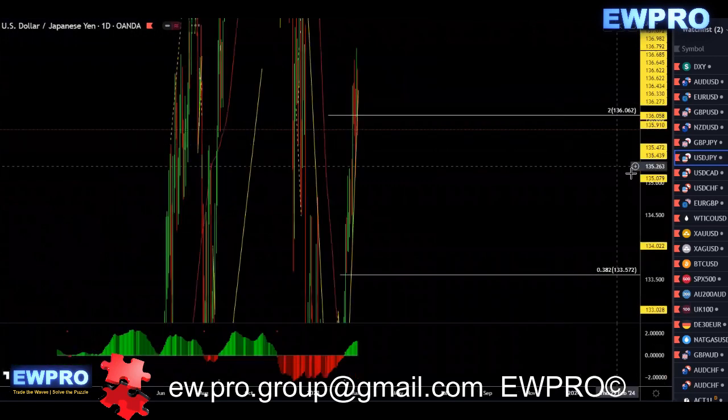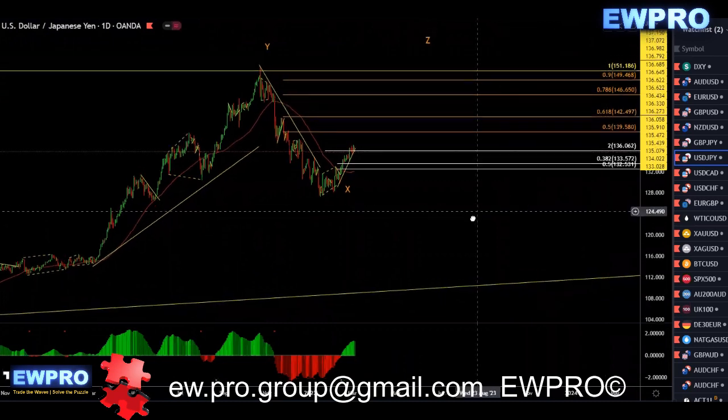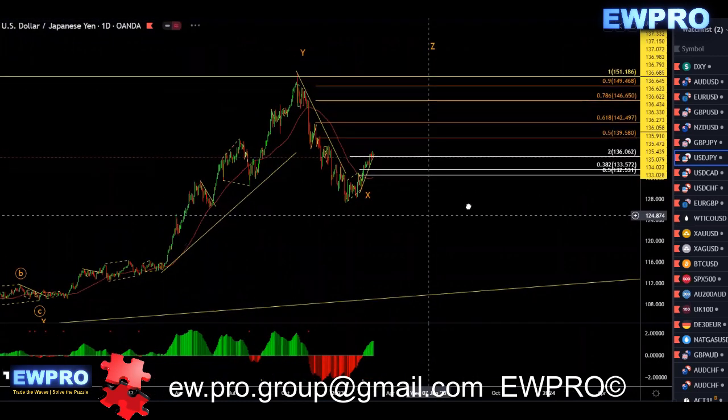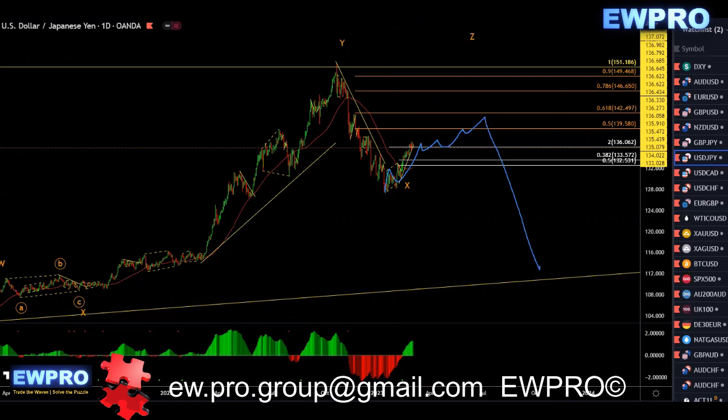USDJPY on the daily. So again, this may give a wave Z up, but that's more for what I teach my students. Just looking for a correction. If this looks corrective in here, we'll look for the sell.